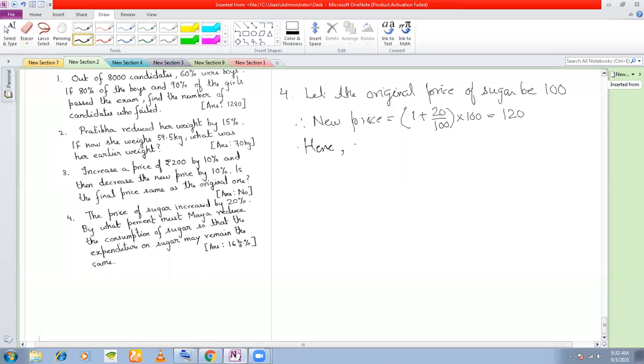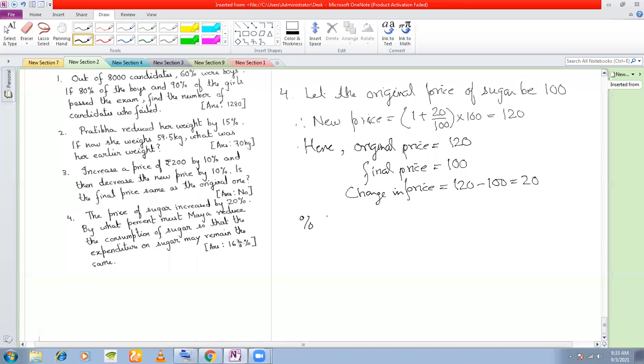From 120 to 100, if she has to decrease, what is the original price then? 120. And what is the final price? Equal to 100. So what is the change in price? How do you calculate the percentage decrease? Change in price is 120 minus 100, which is 20. So what is the percentage decrease in expenditure? So what is the percentage decrease in consumption?